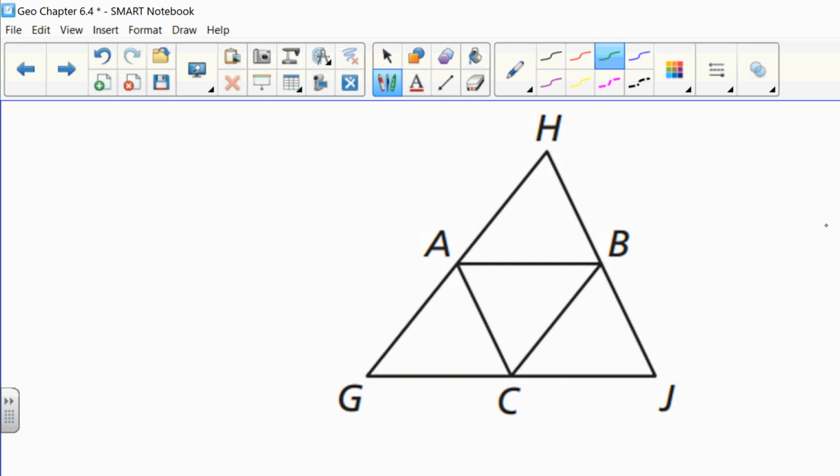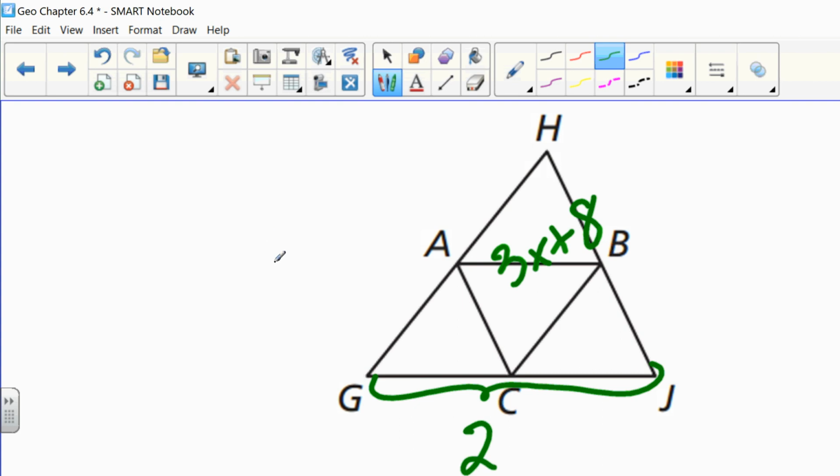Now they tell us AB is 3x plus 8. In GJ, the entire segment is 2x plus 24. So we could use that AB is equal to 1/2 of GJ, and this will work just fine. Because what is GJ? What's this equation?